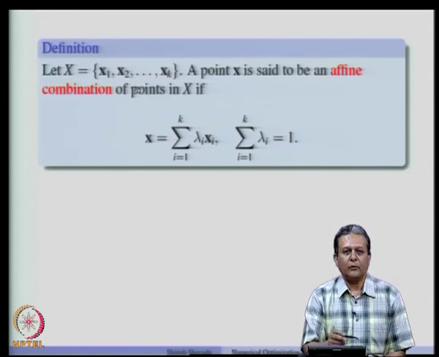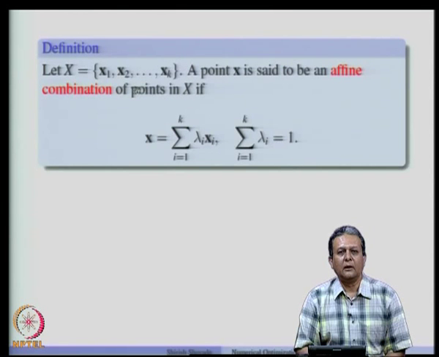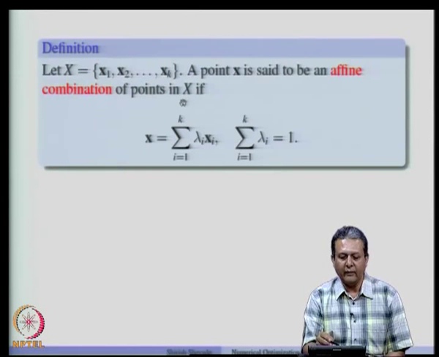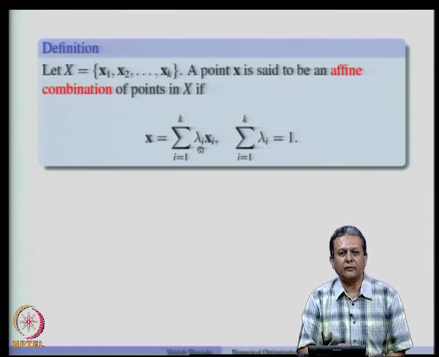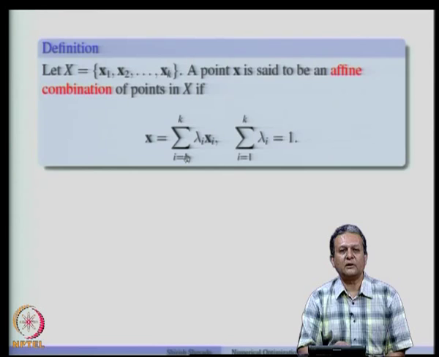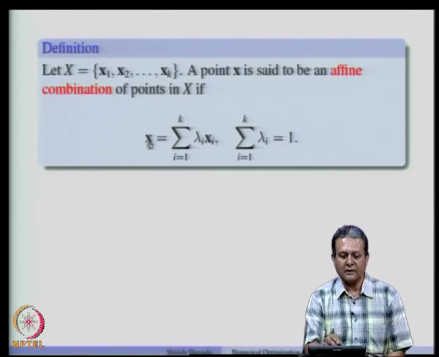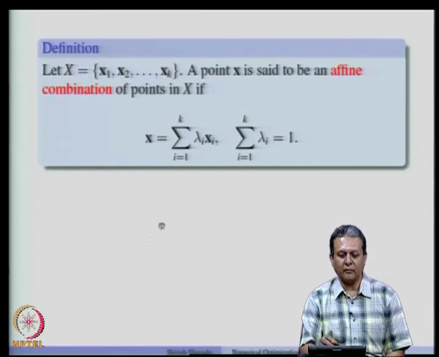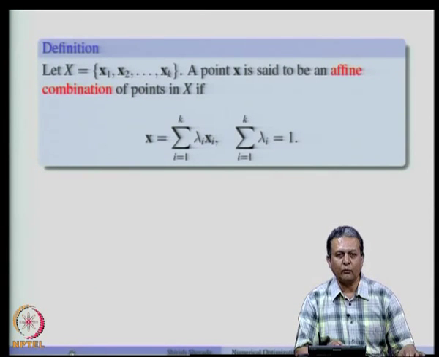Suppose we are given a set of points x1 to xk. Now, a point x is said to be an affine combination of points in X if you can write x as a linear combination of the xi's, and the linear combination is such that sigma lambda is 1. So, the sum of the coefficients in the linear combination should be 1. Then we call x to be an affine combination of the points xi, i going from 1 to k.